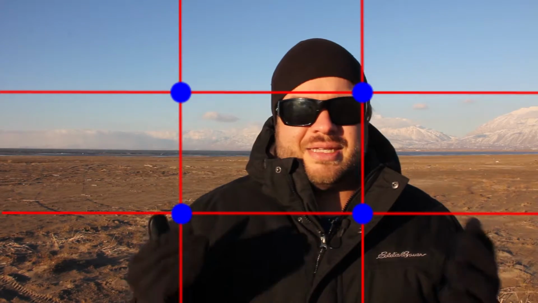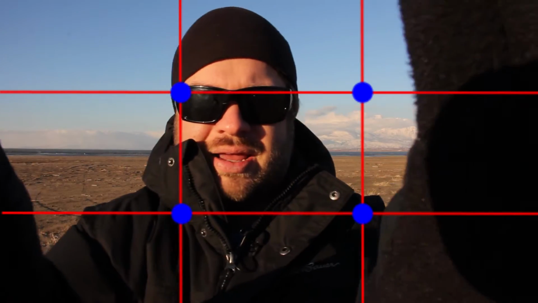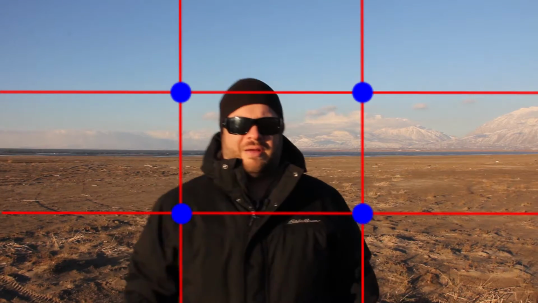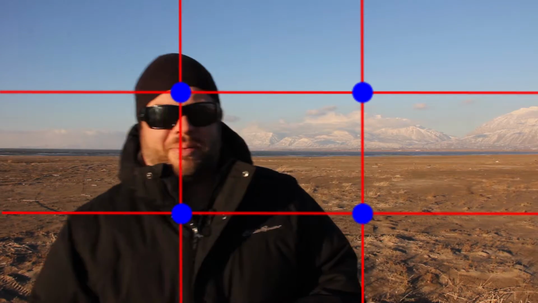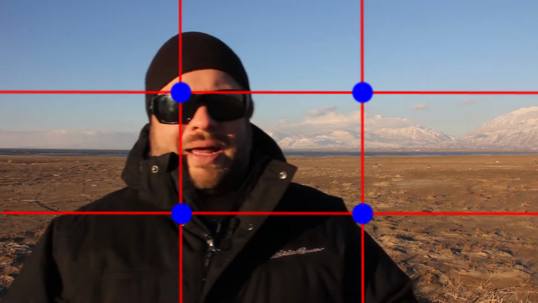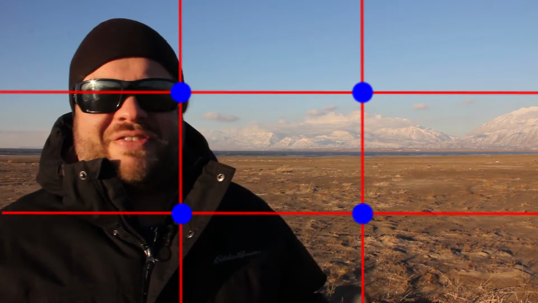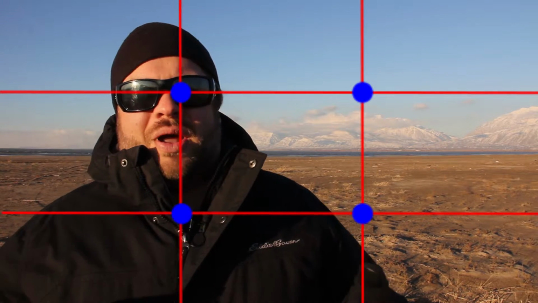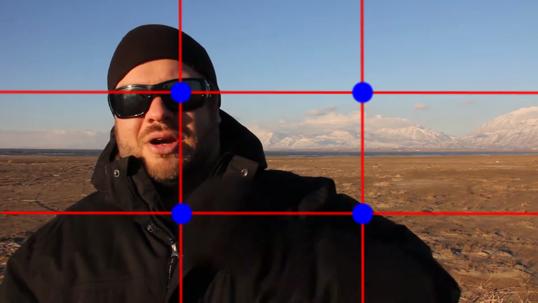Like if I stand right here in the middle, it's not as interesting, okay? Or if I compose the shot and I'm just right in the middle of the frame every single time, it's not very interesting, okay? This applies to buildings, it applies to models, it applies to people, it applies to weddings, it applies pretty much to any kind of photography that you're using. You want to follow the rule of thirds, okay? Place your subject of interest in one of those intersections, okay?